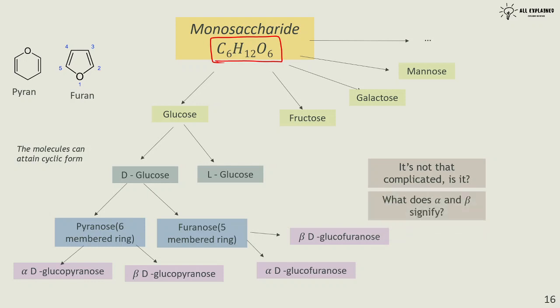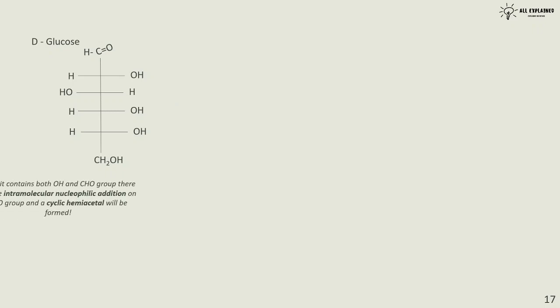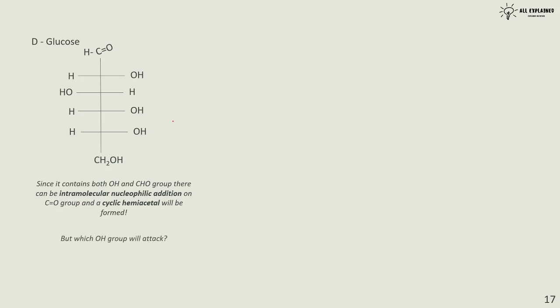What does alpha and beta signify? Yes, what does alpha and beta signify? Let's see. This is going to be very interesting. You have a D-glucose molecule right here, and you are thinking how it could cyclize, how it could go into the ring form. So it has a lot of OH groups, right? And you are thinking which OH group can attack.